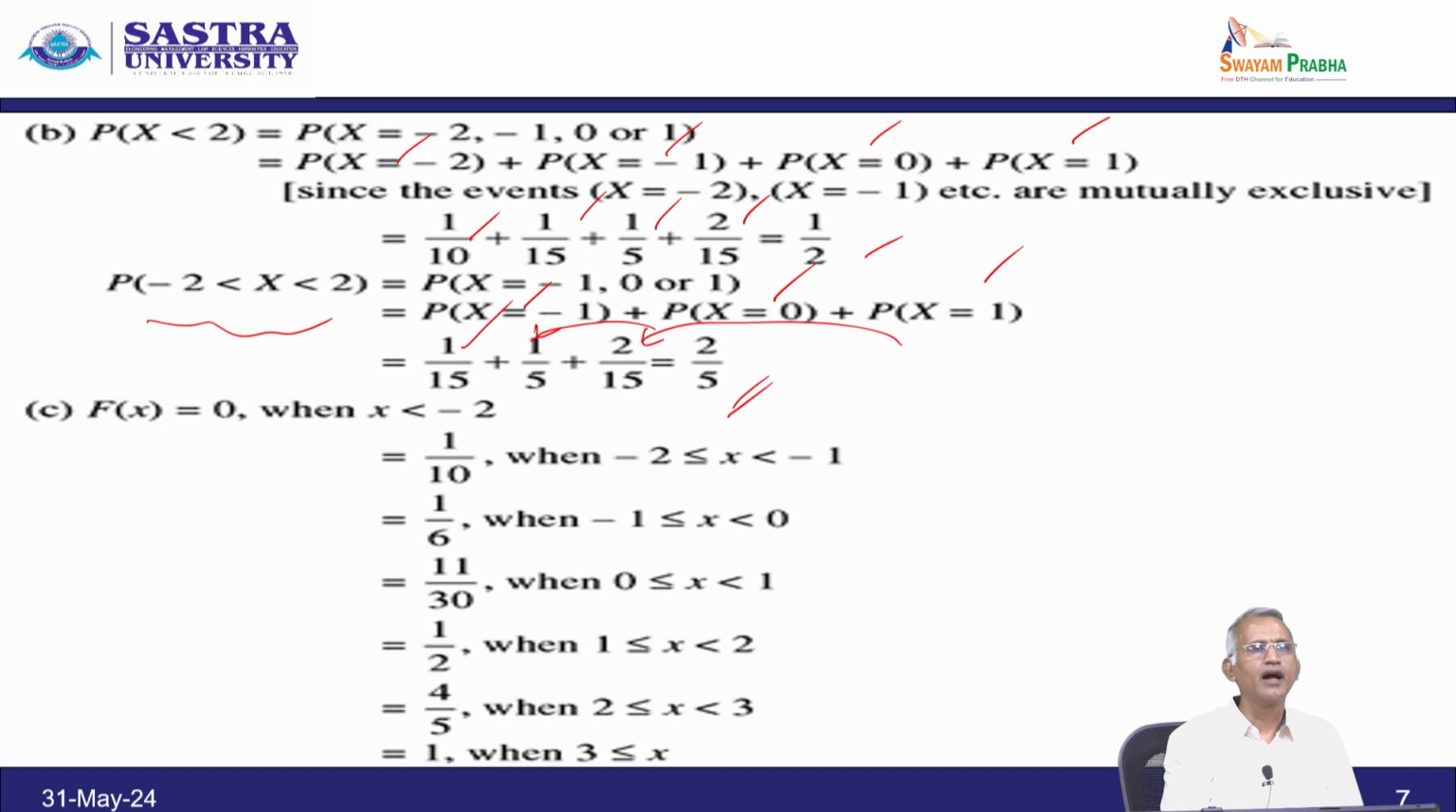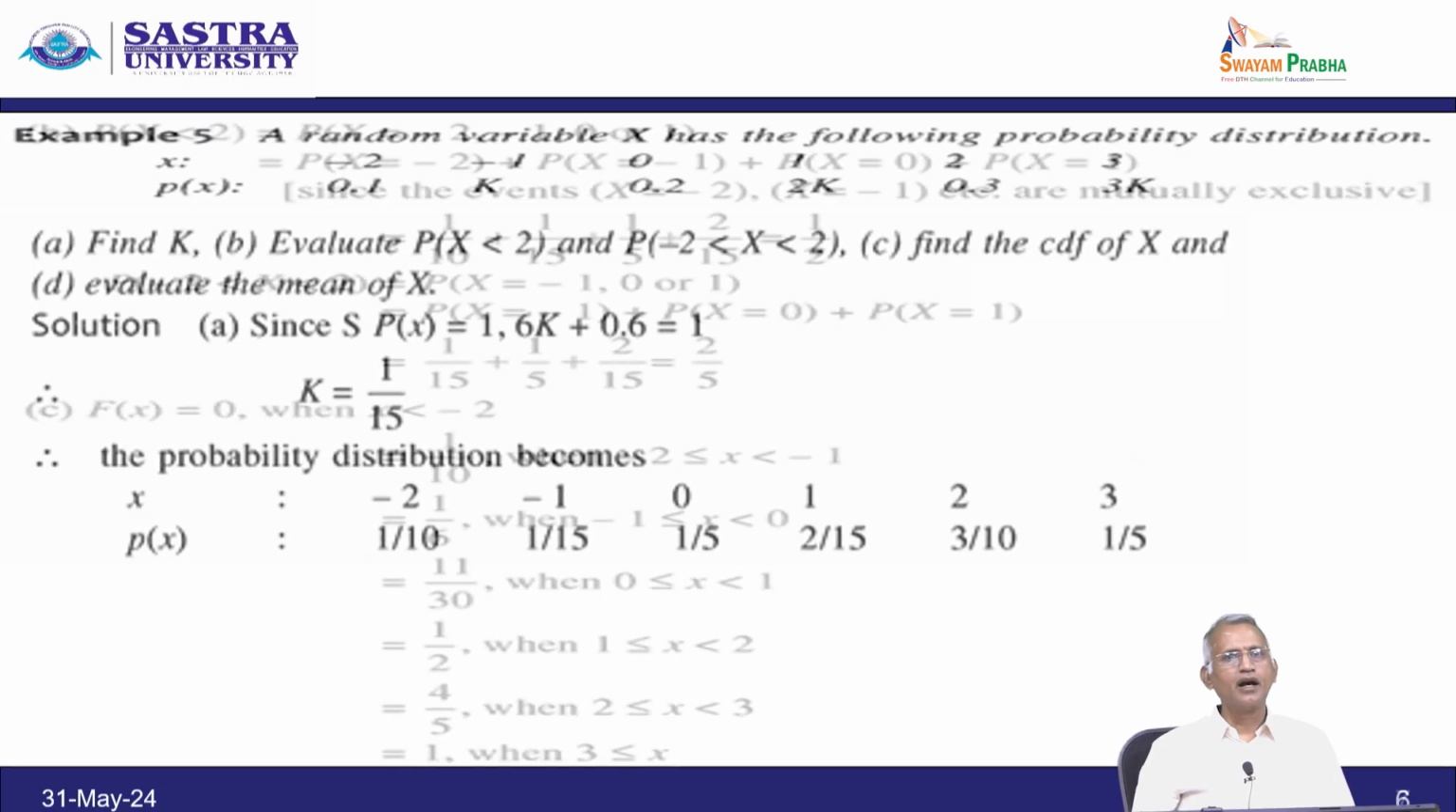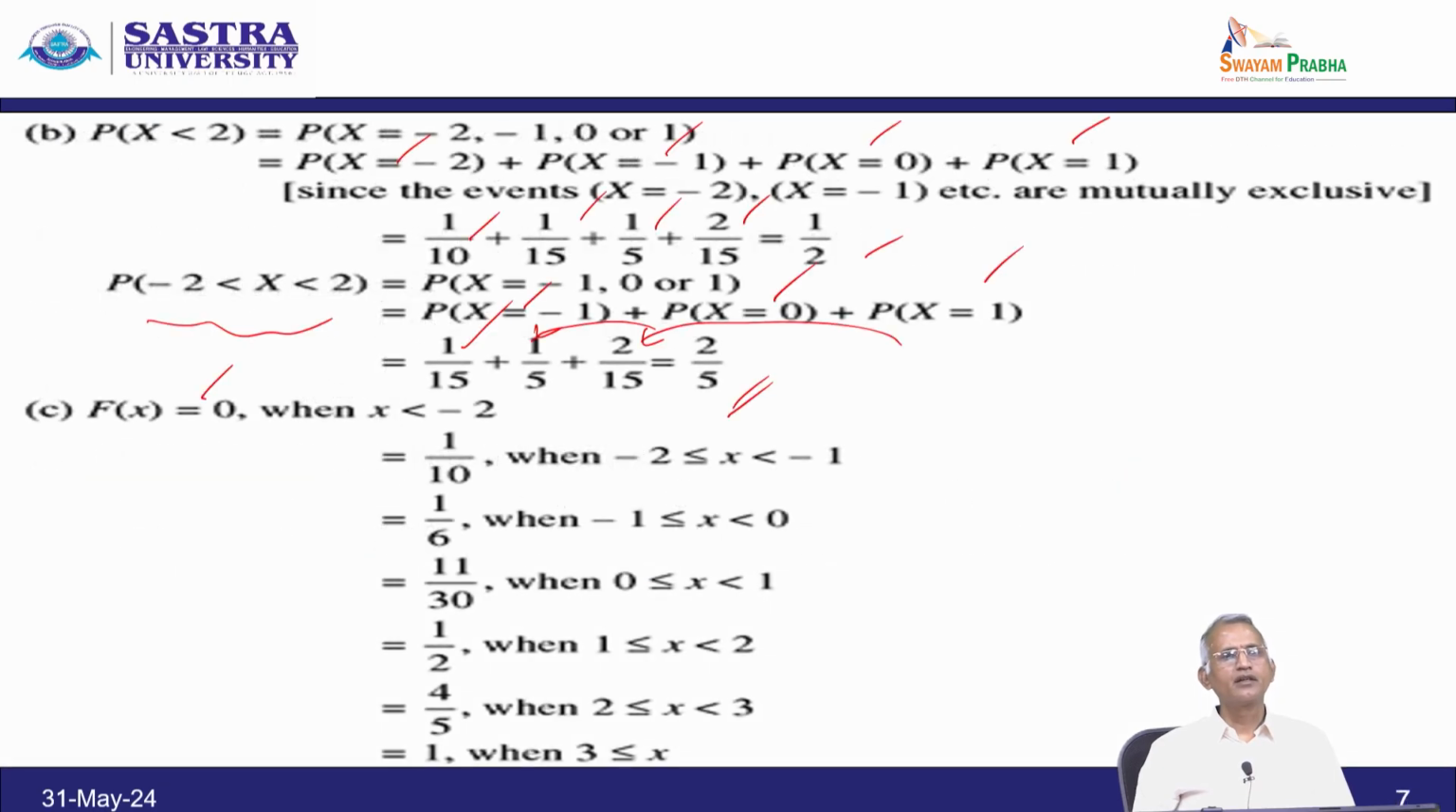Now, we have the third question, f of x equal to 0 when x is less than -2. So, the corresponding data we can substitute. Therefore, you know the table, right, and this value you have to remember. Then we can substitute here the ranges: -2 to -1, -1 to 0, 0 to 1, 1 to 2, 2 to 3, and above 3. So, these are the corresponding values from the table associated with the function.